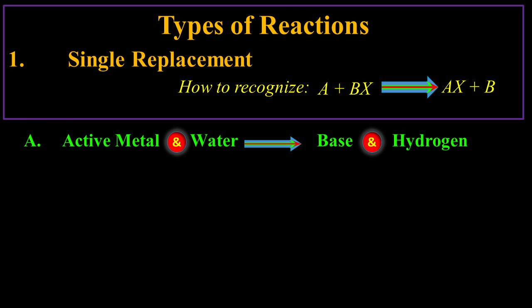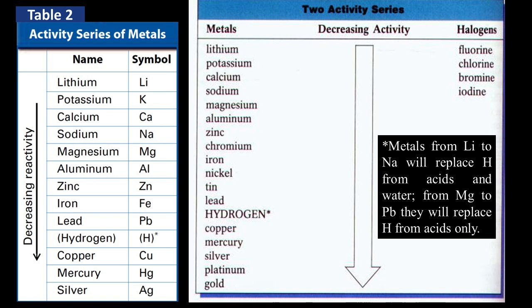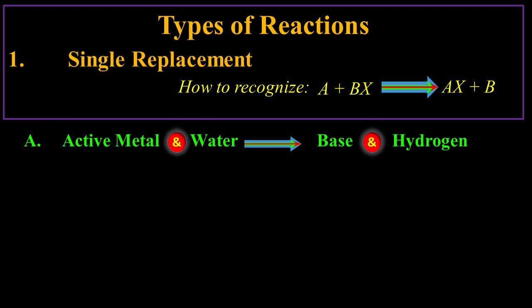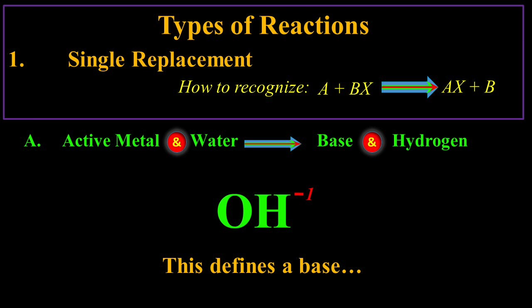So the first kind we're going to have is when you have an active metal. Here are the active metals. Okay, you're going to have an active metal in water. And then you're going to kick out the hydrogen, and you're going to produce the OH. You're going to have actually the metal hydroxide, so magnesium hydroxide, for instance. A base is defined by the presence of OH. That's why I say base plus hydrogen.